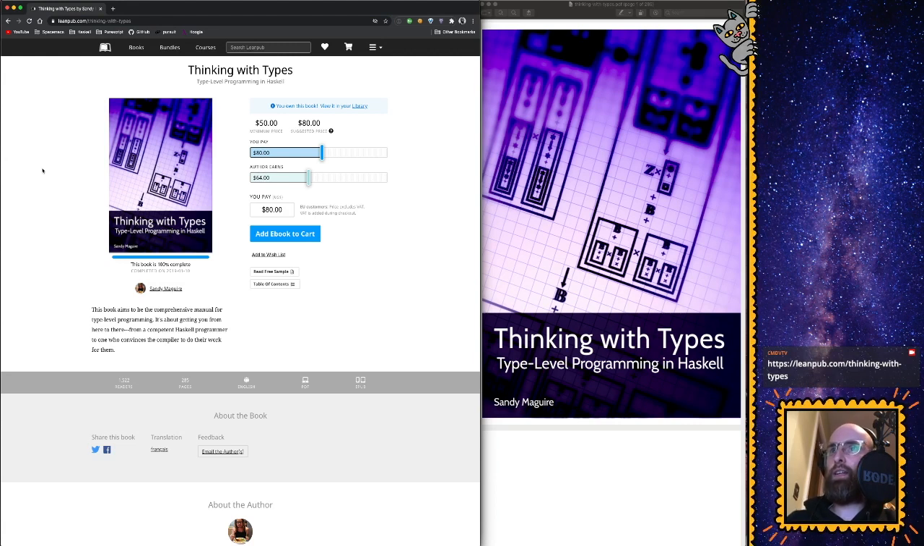It might be a good idea, but as you can see, it's type level programming. Yeah, it sounds a bit more daunting than it is, to be honest. It's actually quite nice.